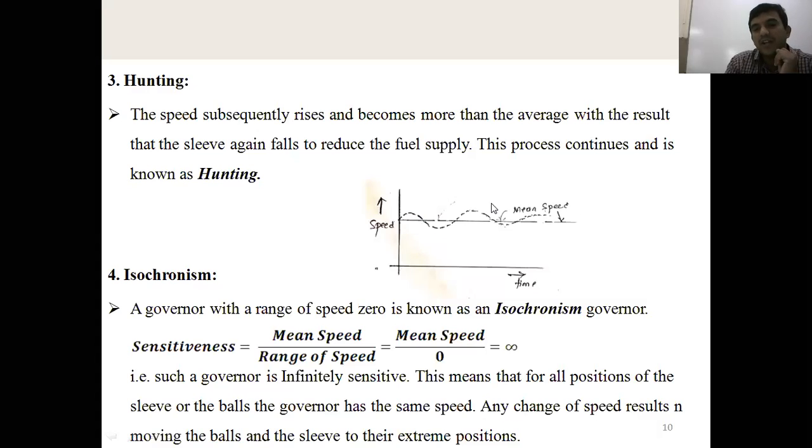That is a process of maintaining the mean speed, that is called hunting here. Then isochronism. When isochronism exists, we know that the sensitiveness of a governor is the ratio of mean speed to the range of speed. If the range of speed is 0, anything divided by 0 gives infinity, meaning it becomes infinitely sensitive. Means it will not be sensitive, it means for all the speed, for all the radius of rotation, the speed remains the same. Okay. This means for all positions of the sleeve or the balls, the governor has the same speed. Means the governor will not perform its function.